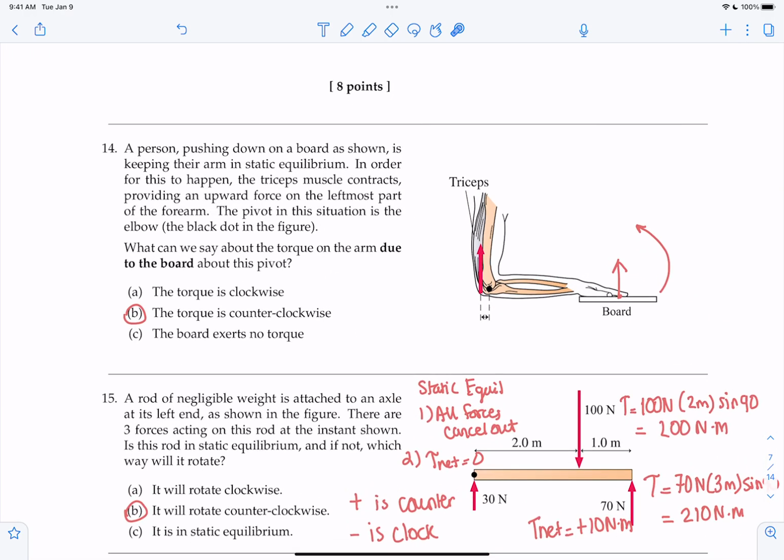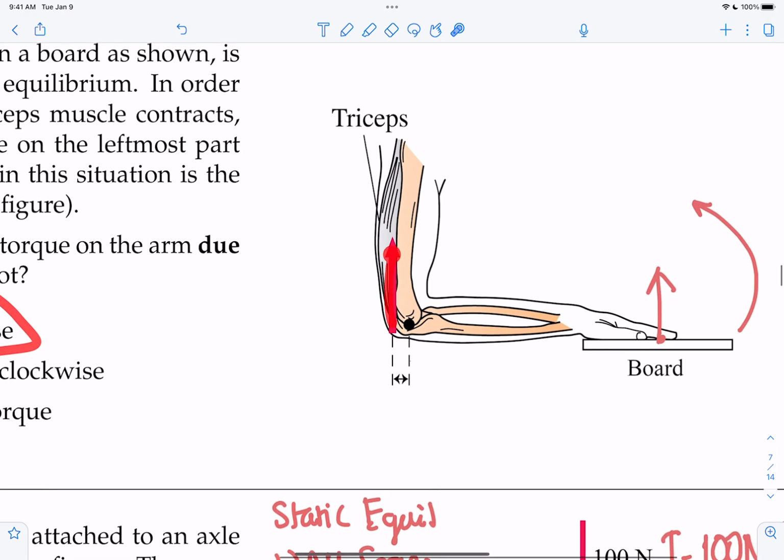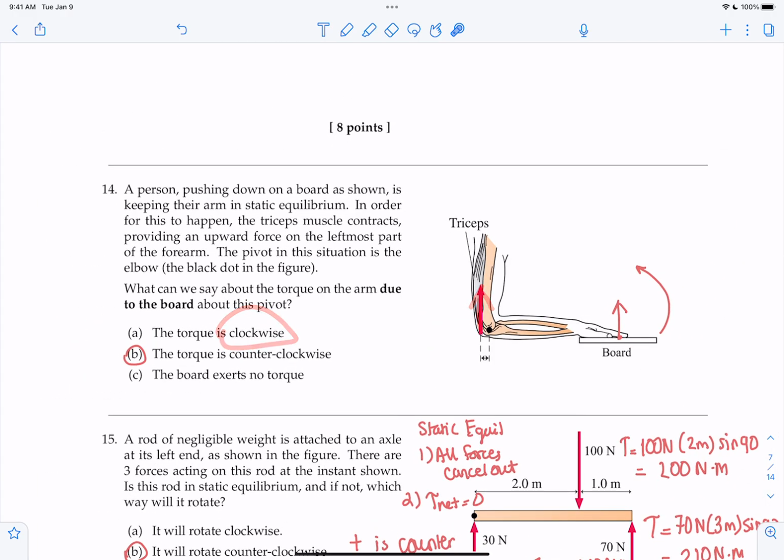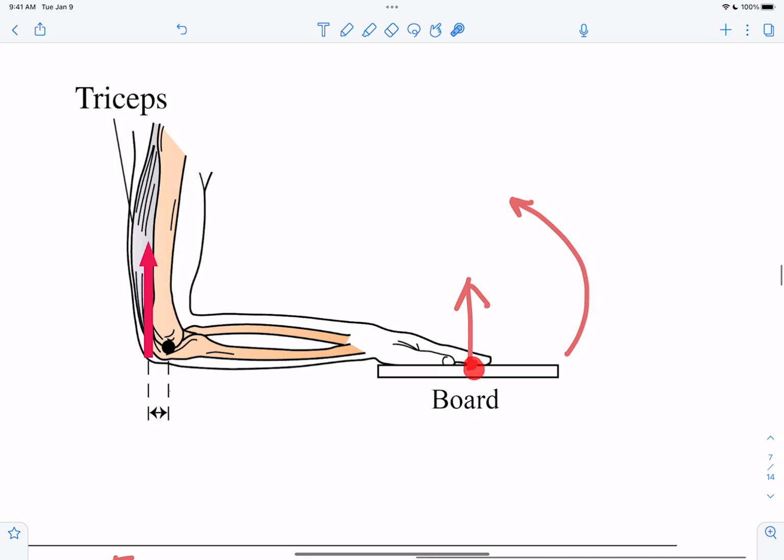And so I made the stupid mistake of saying that it's clockwise, looking at this force. But that's the force, right, not on the arm due to the board. This force is the force on the arm due to the triceps. The force on the arm due to the board is actually over here.